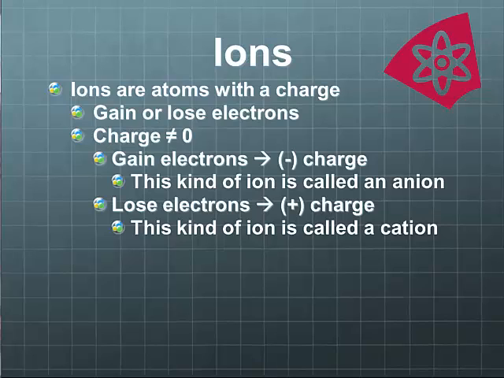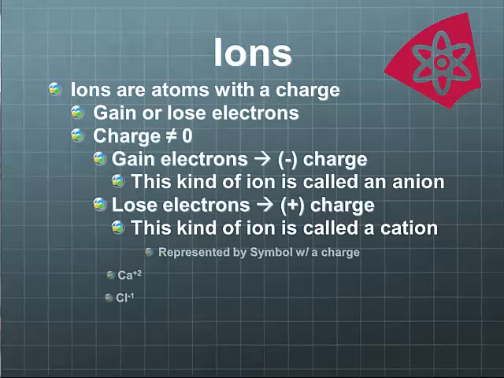If we lose electrons, which means now we have fewer electrons than protons, we're going to have a positive charge. So every time I lose an electron, I have more and more fewer electrons, and this kind of ion is called a cation.